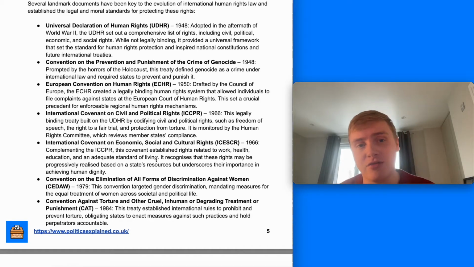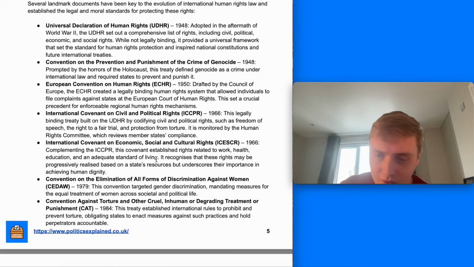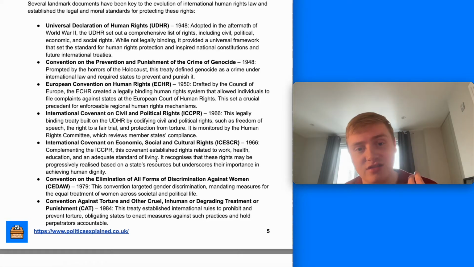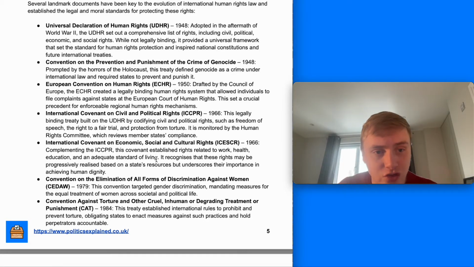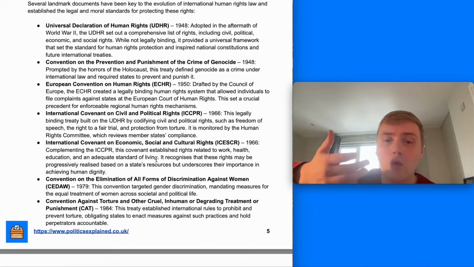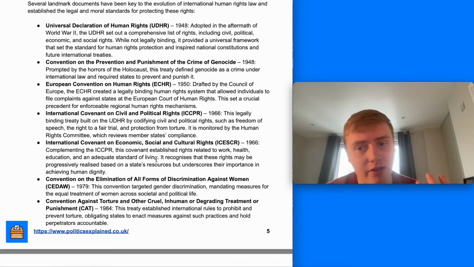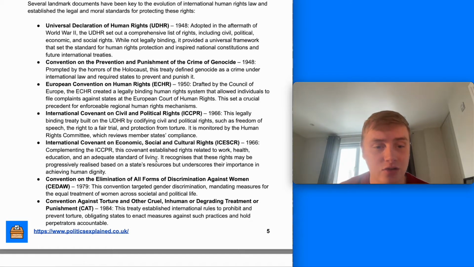For example, the Convention on the Prevention and Punishment of the Crime of Genocide, so very much focusing specifically on genocide as a form of human rights abuse. You also see the International Covenant on Civil and Political Rights, which builds on, and is a legally binding treaty that codifies civil and political rights. It is linked to the United Nations as well. The International Covenant on Economic, Social and Cultural Rights builds on that for that second type of rights, and the Convention on the Elimination of All Forms of Discrimination Against Women, of course, is another specific form of human rights abuses.